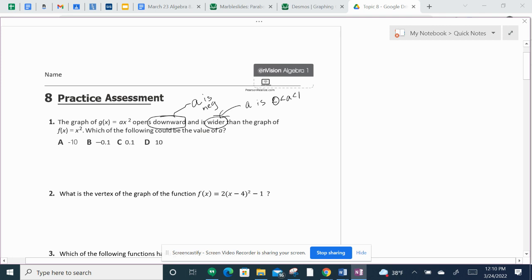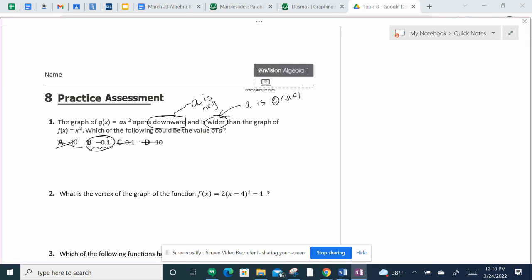And so what I'm looking for is an answer choice here that is both negative and between 0 and 1. And so A, that's negative, but it's not between 0 and 1. But B is negative and between 0 and 1. C and D are both positive, so it looks like B is my best choice.